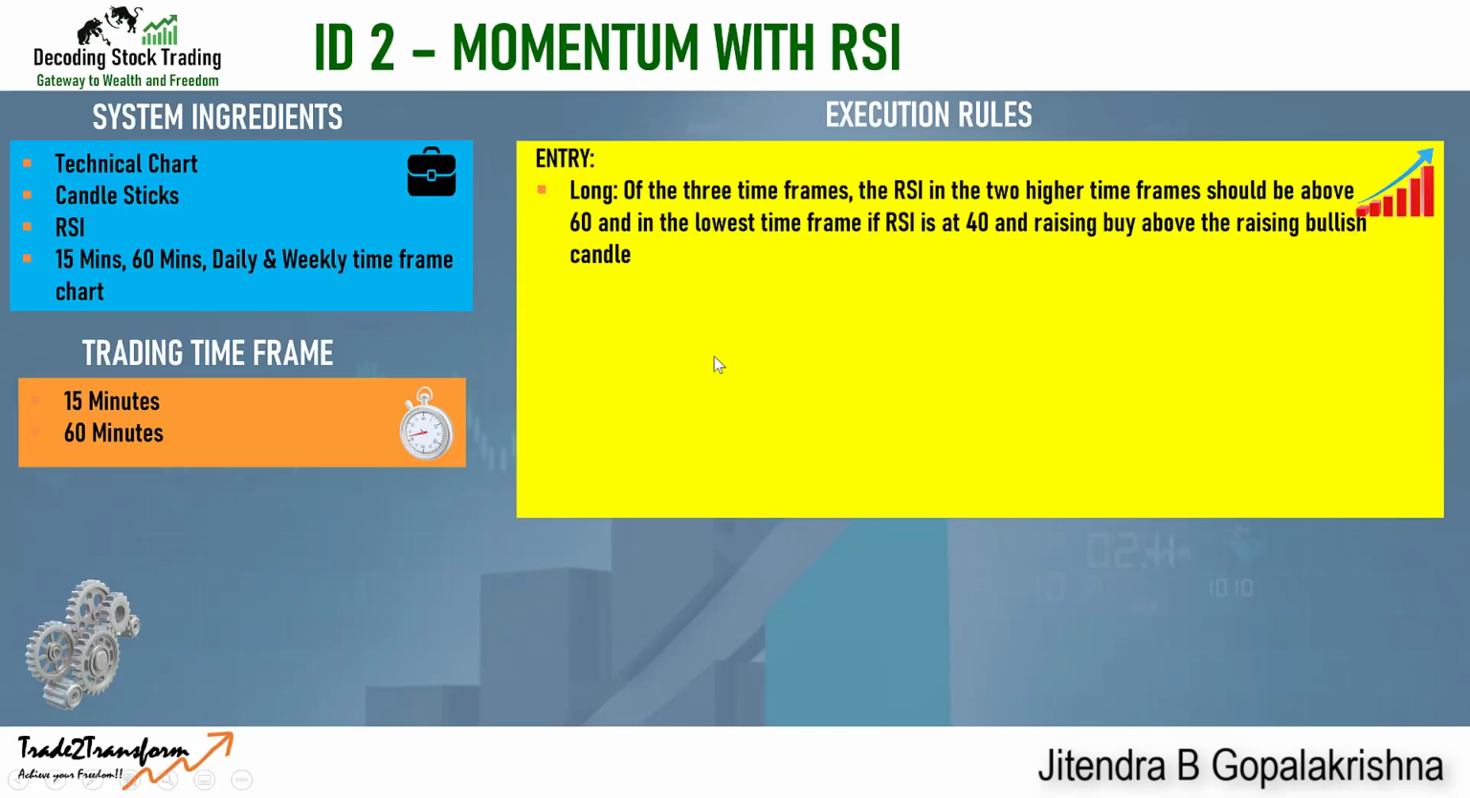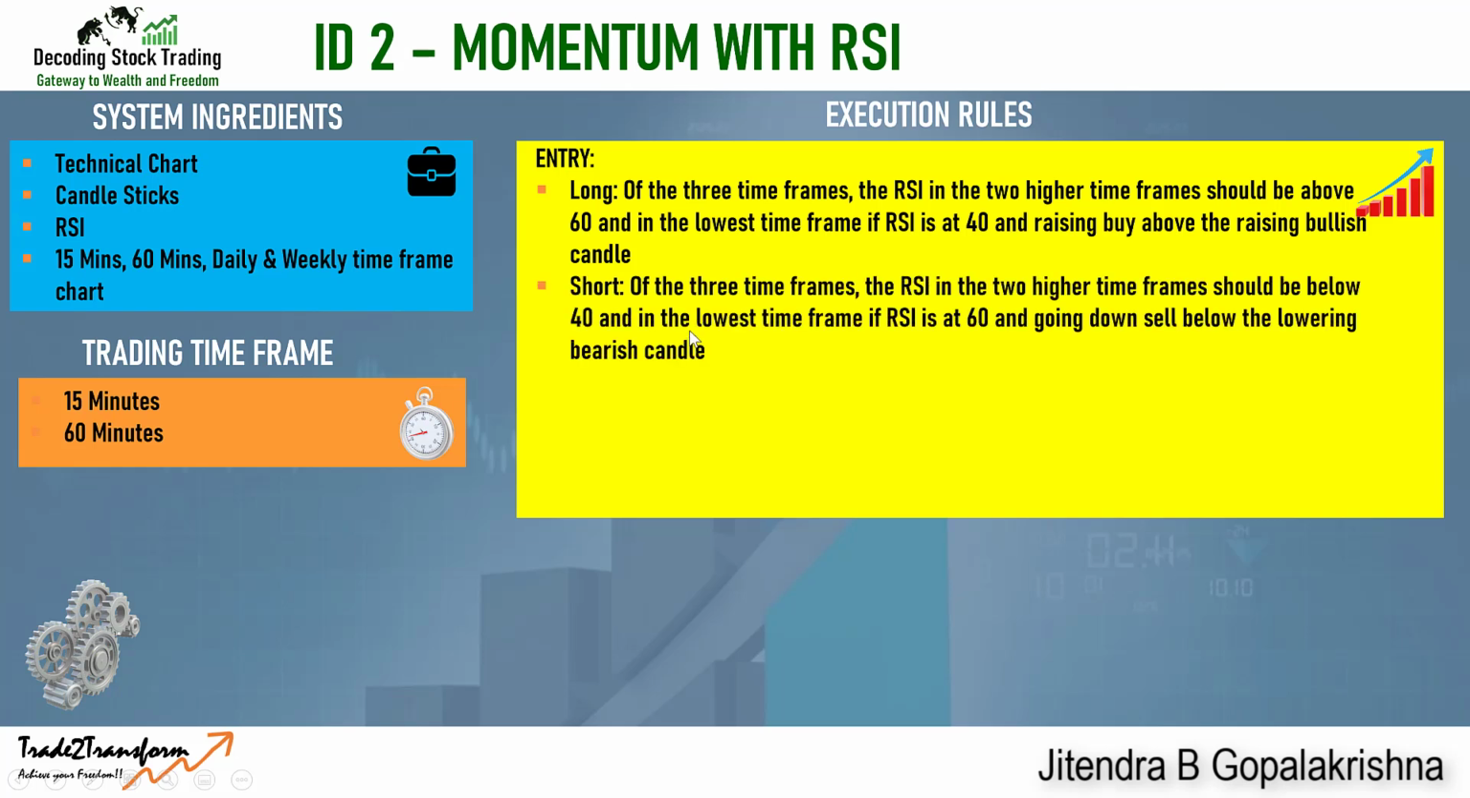So now let us run through the execution rules again, for long and for short. For short, of the 3 time frames, RSI in the 2 higher time frames should be below 40, and in the lowest time frame, if the RSI is at 60 and going down, that is when you will short the market. Exit the long or short position before the end of the day if the trade is still active.